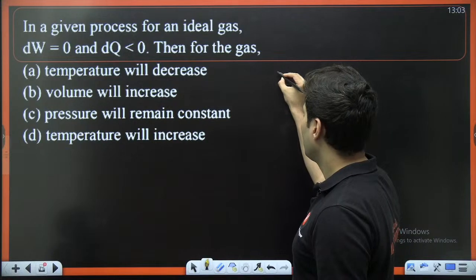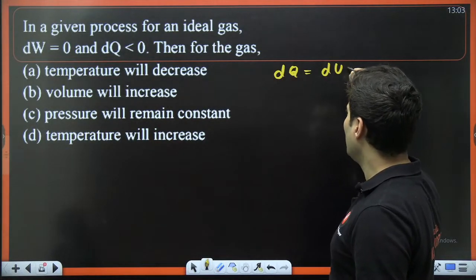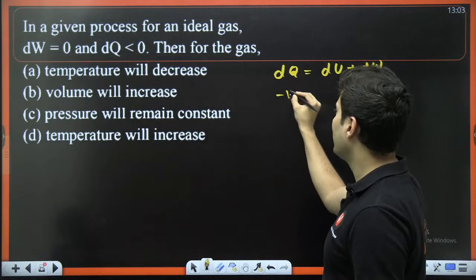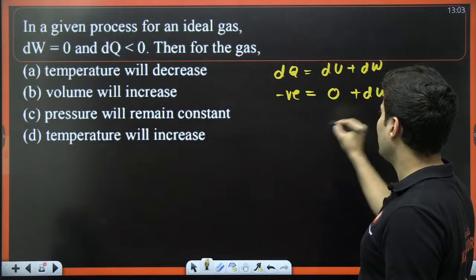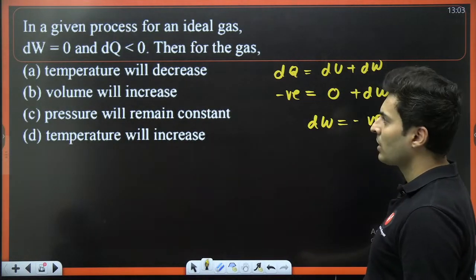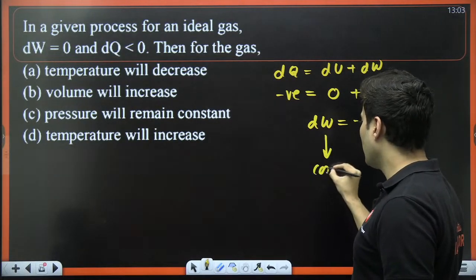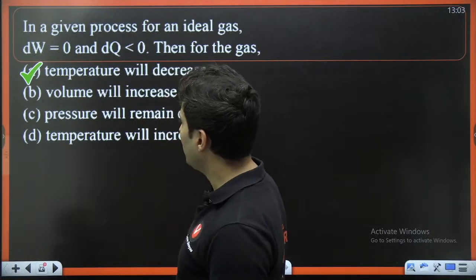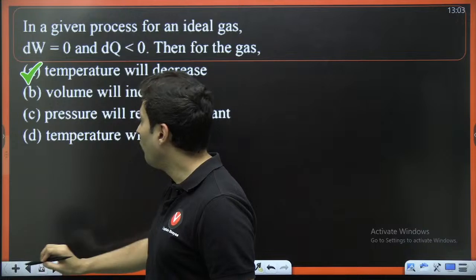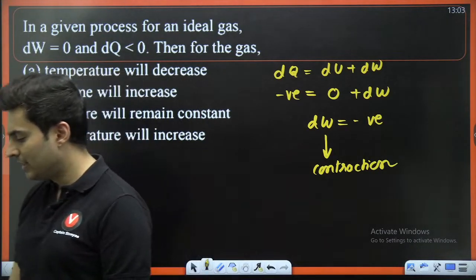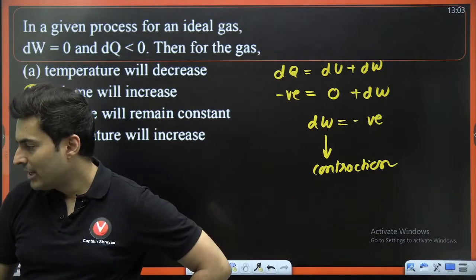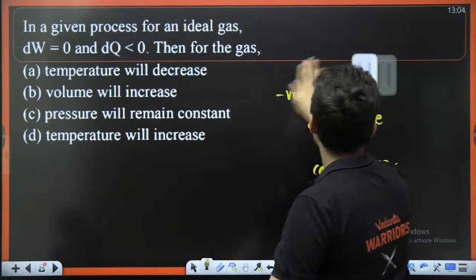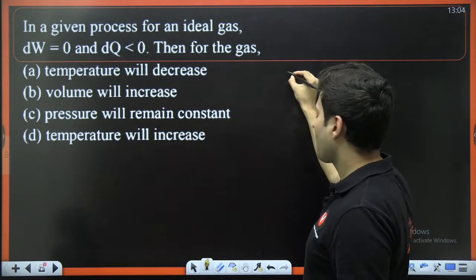Use your first law. We know dQ will be dU plus dW. This is a differential form. Small heat is small energy change plus small work. dQ is negative. Work done is 0. So naturally, dW will also be negative. So the work is negative. This can only happen in the contraction process. So that means the volume has decreased. It is B. Everyone with me? Oh, sorry. What did I just do? I'm so sorry, guys. My blunder. Big blunder I did. So sorry. Again, ignore that.